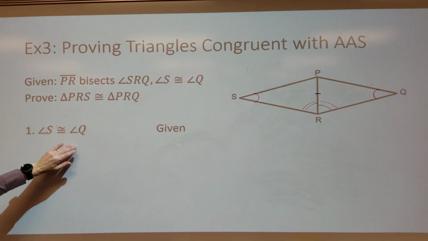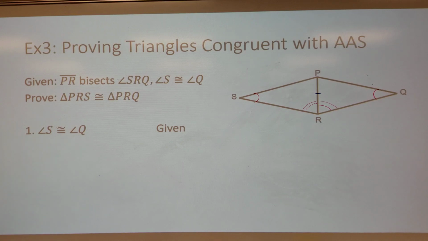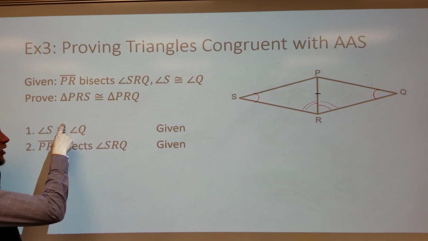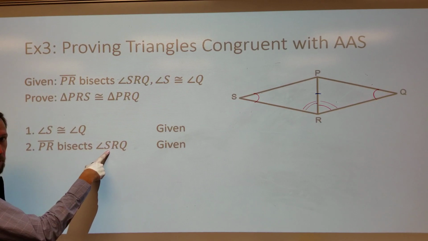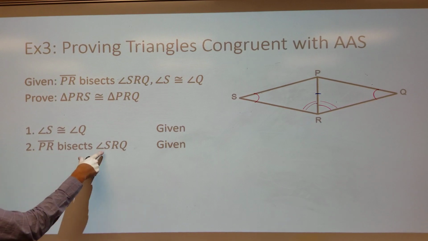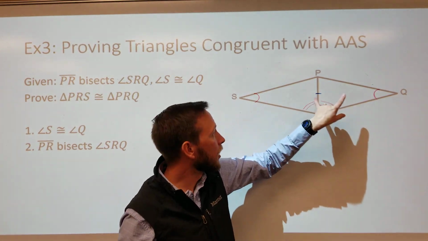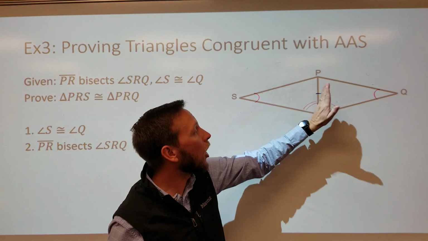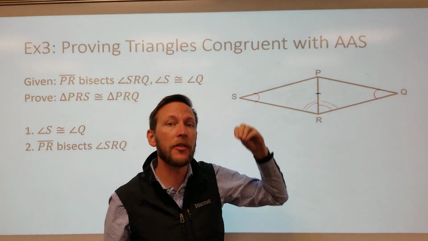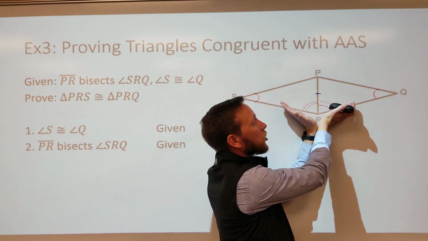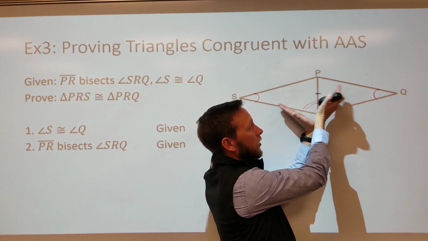All right, so first I'm going to say angle S and Q are congruent, given. PR bisects angle SRQ, that's given information. But I'm going to use the definition of bisect. We're bisecting an angle. So when it says that PR bisects the angle, it doesn't mean that these sides of the angle are congruent. It means that the angle parts are congruent to each other. We cut the angle in half. We're not talking about the sides, we're talking about the measure of the angle itself that is cut in half.